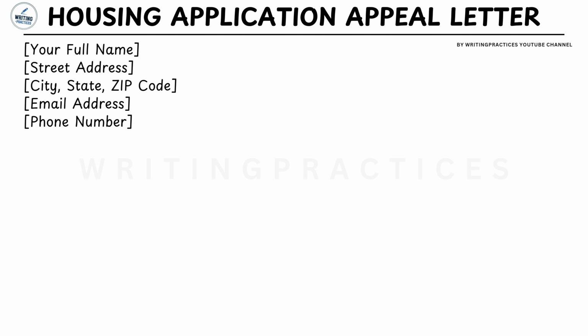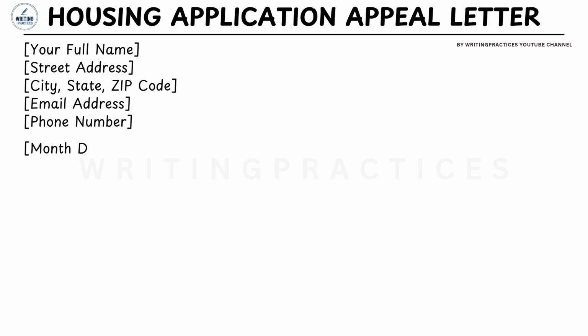Sender information. This is the first part of the letter where you identify yourself. For example, Daniel Carter, 1458 Willow Creek Drive, Phoenix, Arizona, 85001, Daniel.carter@email.com, 602-555-4187. This section establishes your identity and contact information. Make sure your contact details match the information used in your original housing application.